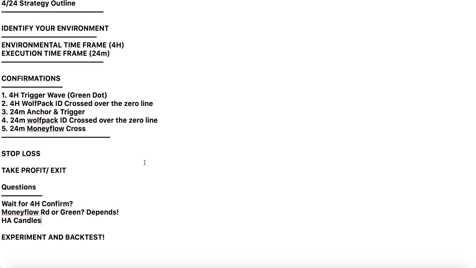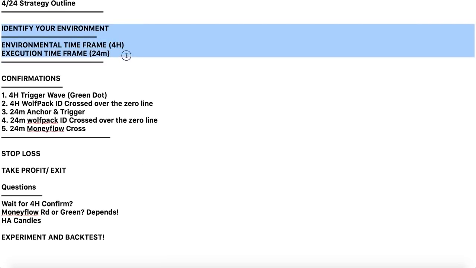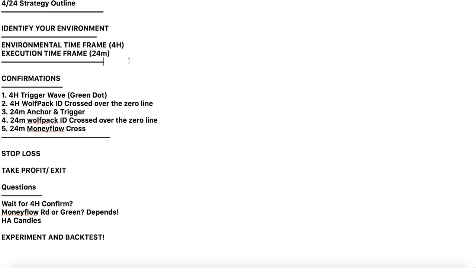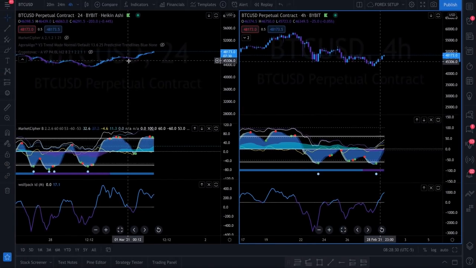So, if you want to start trading with this strategy, the first thing you are going to do is you are going to identify your environment. And the reason we're trading with two time frames is because we have an environmental time frame and an execution time frame. CryptoFace always talks about identifying your environment. If you're going to be entering a trade, you need to know what's happening on the macro scale and on the smaller scale.